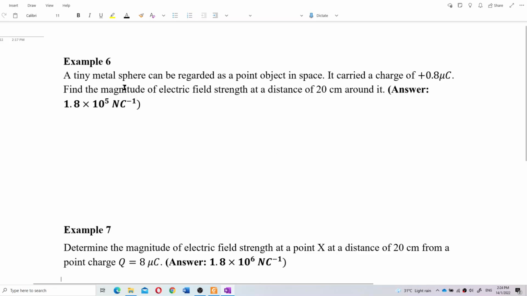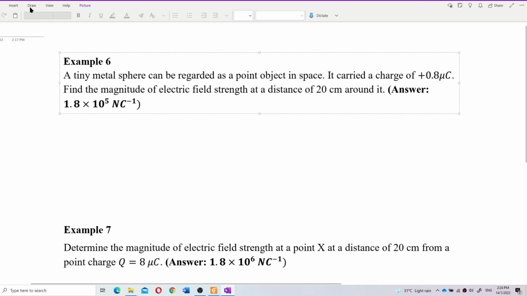Okay, a tiny metal sphere can be regarded as a point object in space. It carried a charge of positive 0.8 microcoulomb. Find the magnitude of electric field strength at a distance of 20 centimeter around it. Okay, so we have a tiny metal sphere as a point object.